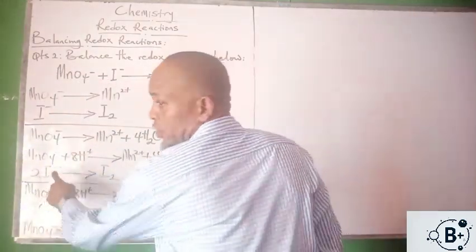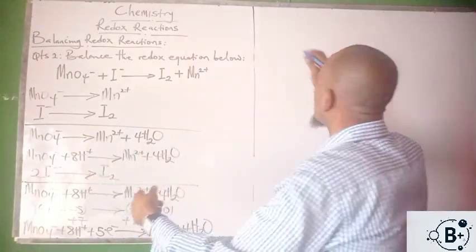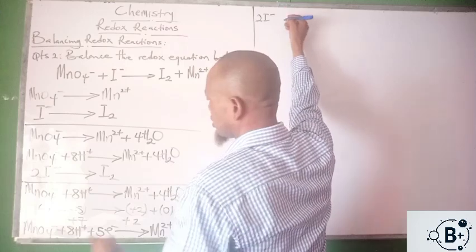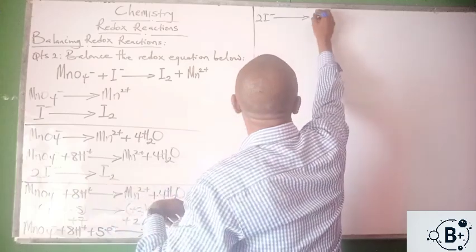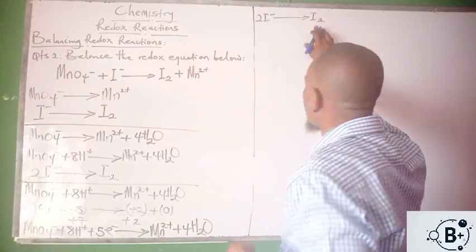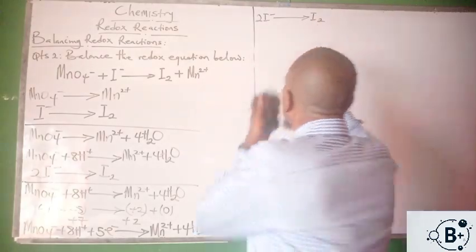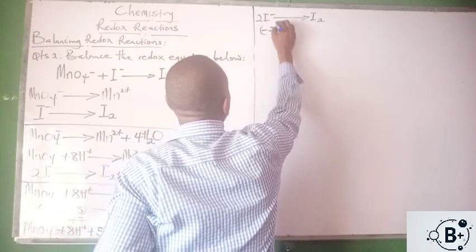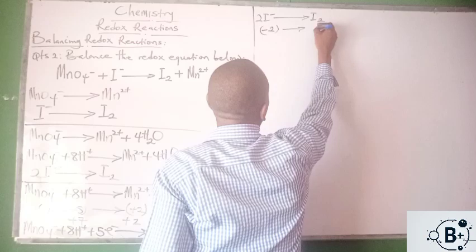So we quickly now check that of iodine, the second half of the equation, which is 2I minus, which gives I2. So 2 iodide ions and two atoms of iodine. We have it this way. Now, how much charge do we have here? We have minus 2 on this side, while on this side we have 0.